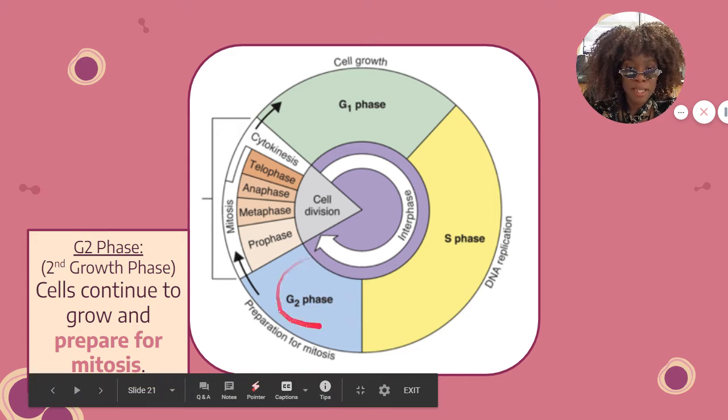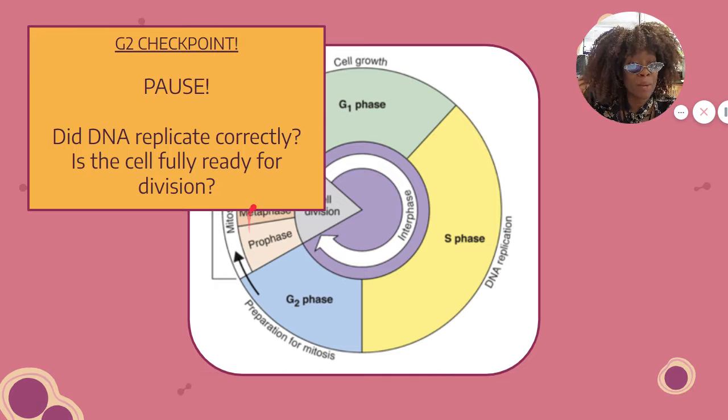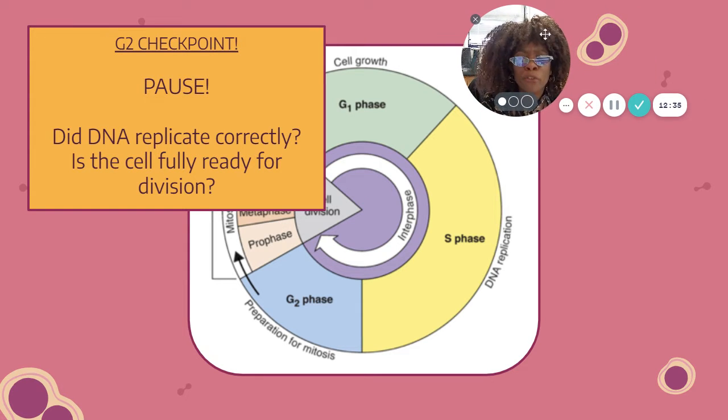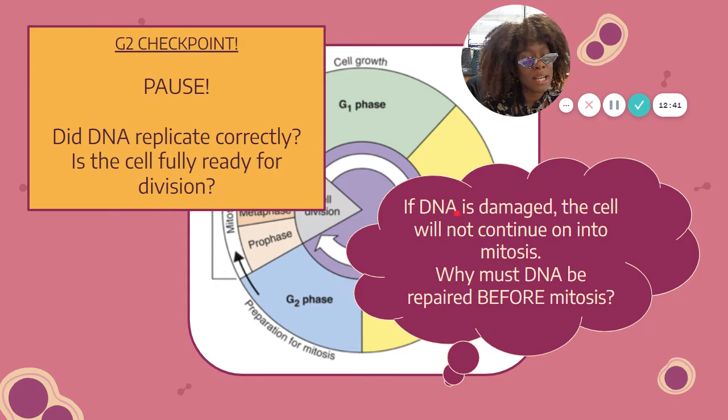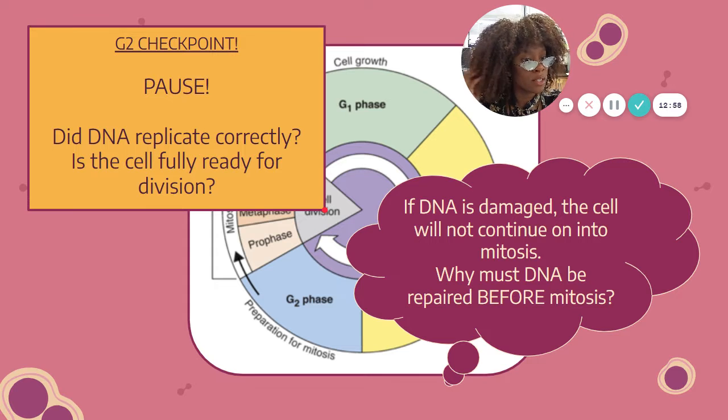So within the second growth phase, the cell is just going to continue to grow and prepare for mitosis. But there's a G2 checkpoint. Before we can go into mitosis, before division can actually begin to occur, we have to check for something. Did DNA replicate correctly? Is the cell fully ready for division? If DNA is damaged, the cell will not continue past this checkpoint and on into mitosis. Can you think of why? Like, why must DNA be checked and repaired before the cell can fully divide?